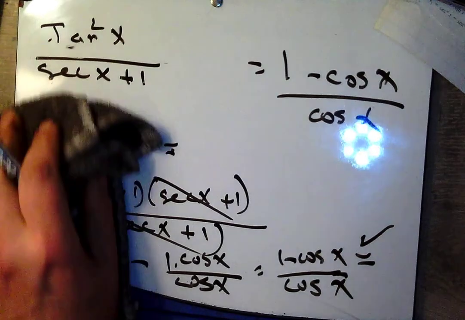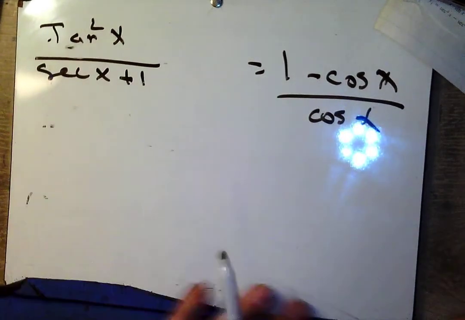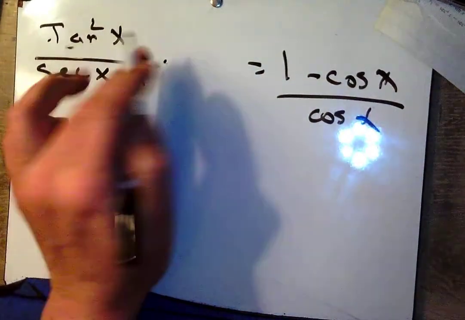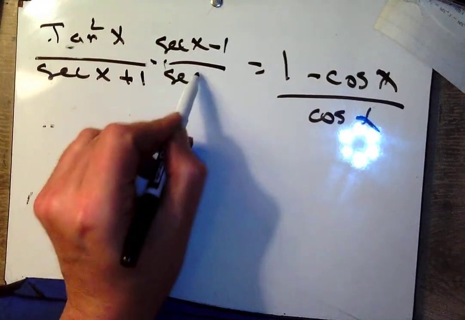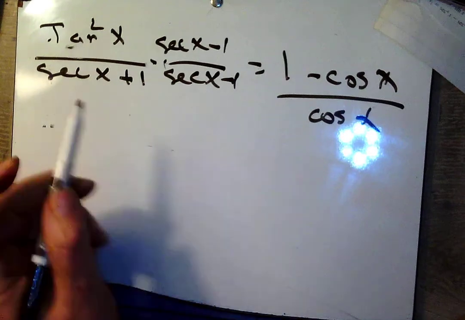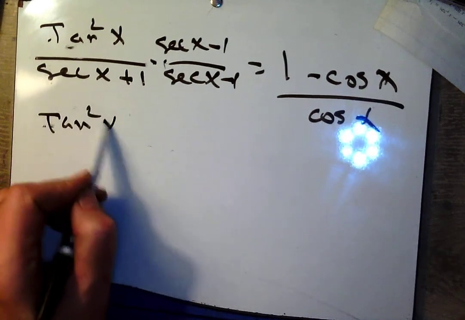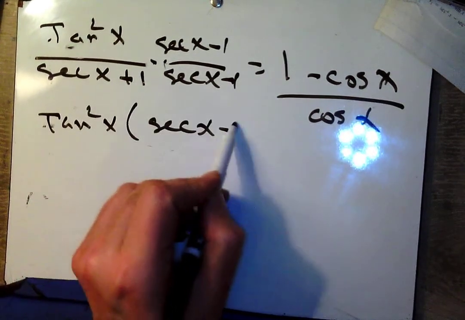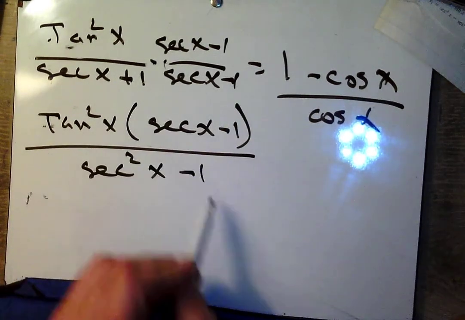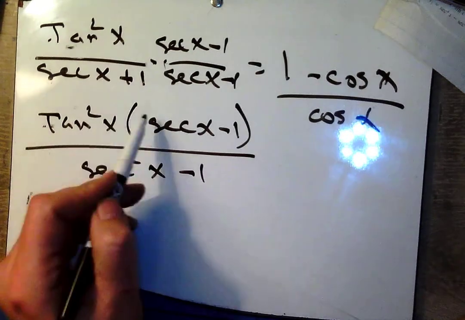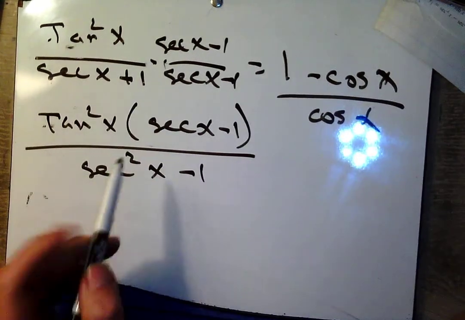Okay? What if we had done conjugate? Well, conjugate here is going to be secant x minus 1, secant x minus 1. Okay? Got tangent squared x, secant x minus 1, and on the bottom, when I'm done foiling, I'll get that. Now, I resisted the temptation to distribute. Why?